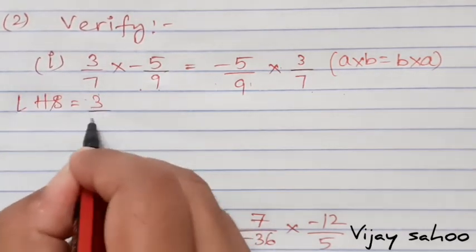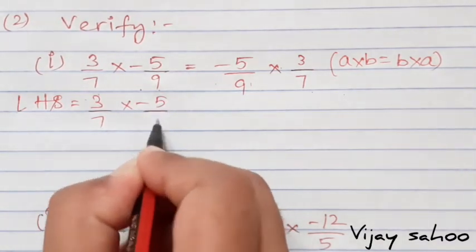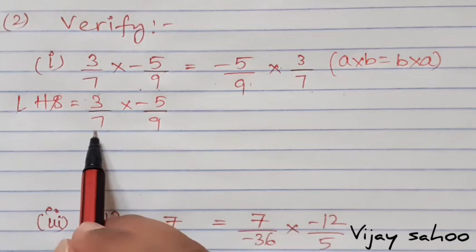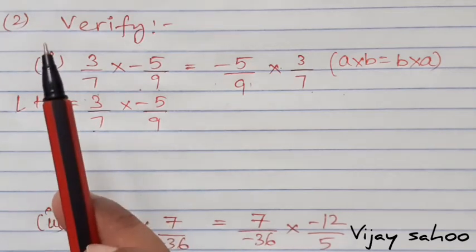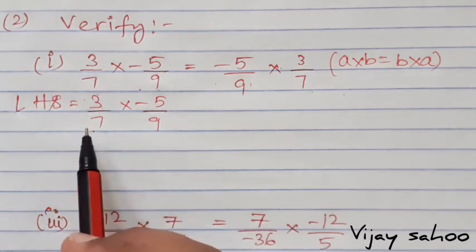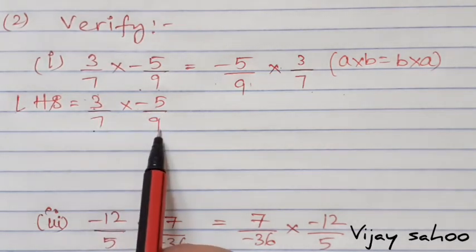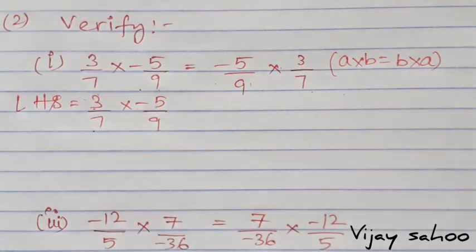So 3 by 7 multiplied by 5 by 9. If you focus on just the left hand side, it is the same type of equation that we have done above, that is the product. So we know that in a product you can multiply numerator by numerator as well as denominator by denominator, or else you can cancel it.